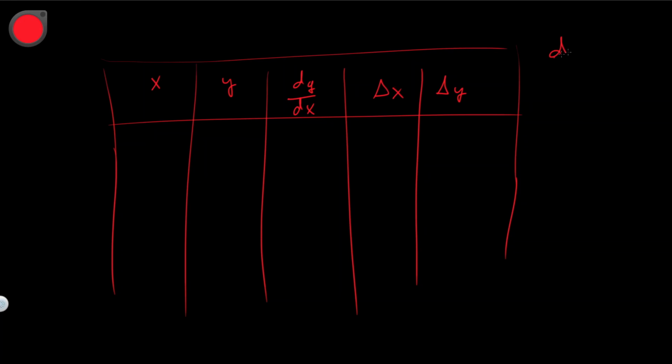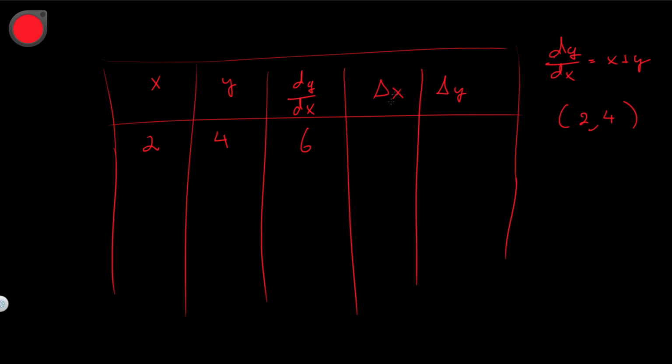My differential equation was dy over dx is equal to x plus y. My initial point was 2, 4. All right, my dy over dx, that's going to be 2 plus 4, that's 6.